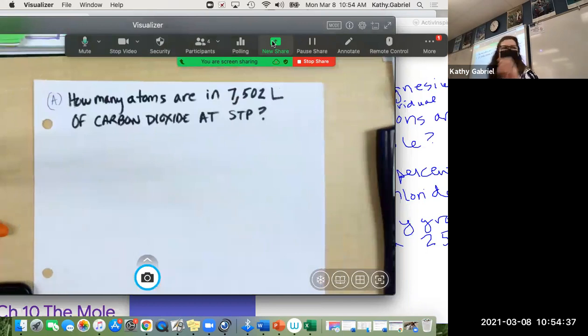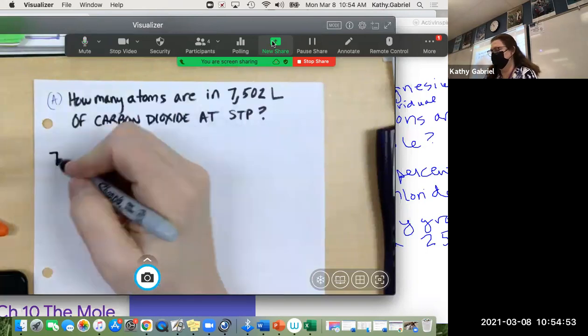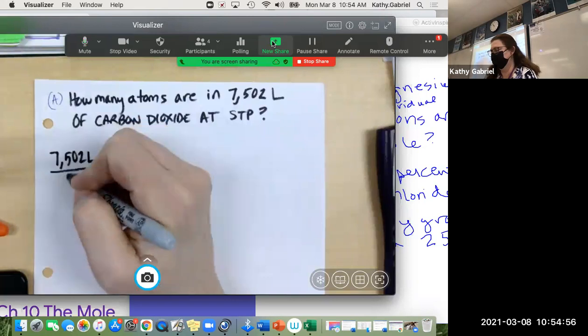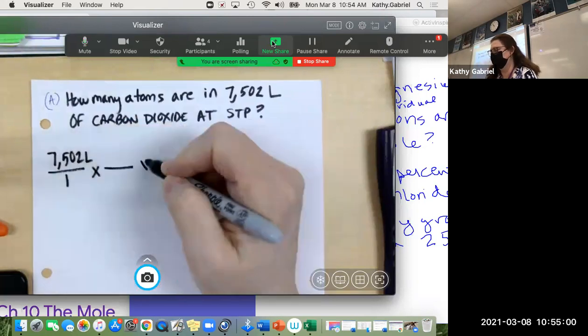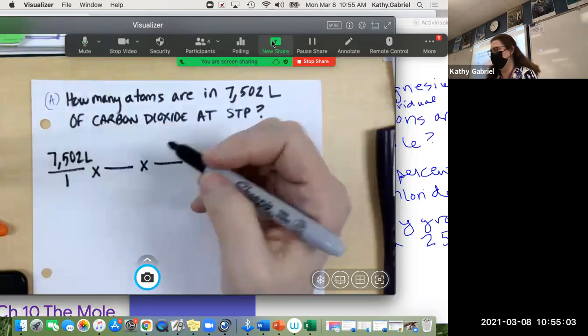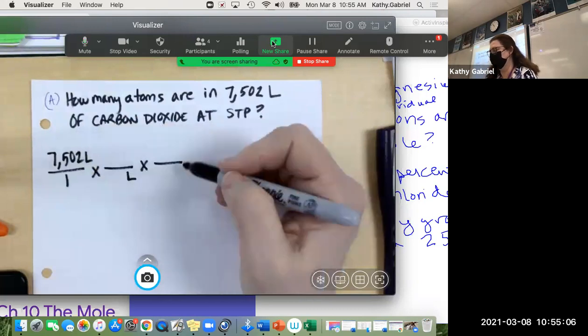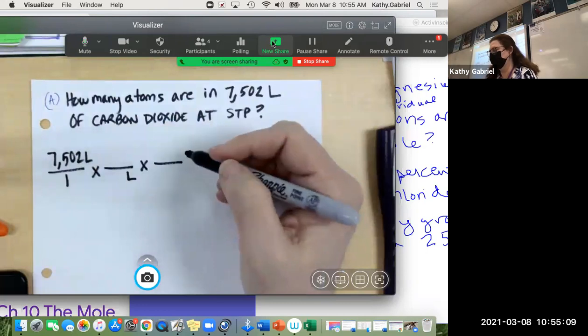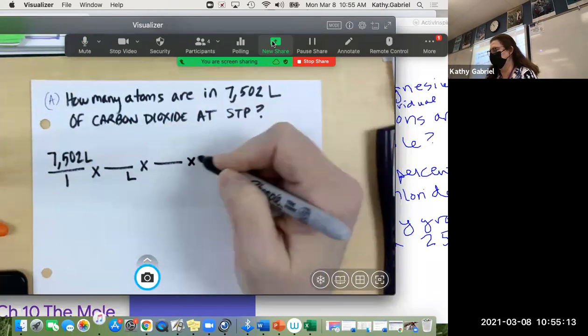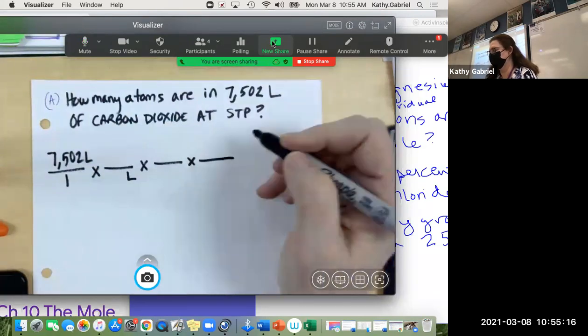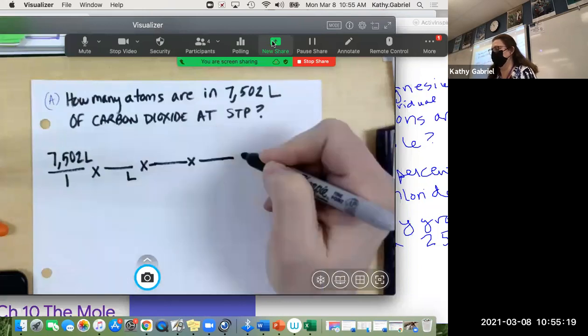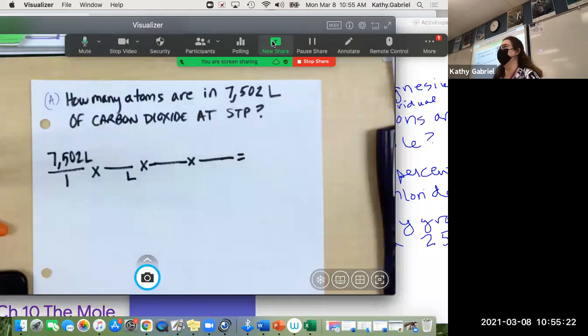So every single person puts 7,502 liters over one, times sign, fraction line, repeat the unit. I'm giving you a hint on how many steps it should take.